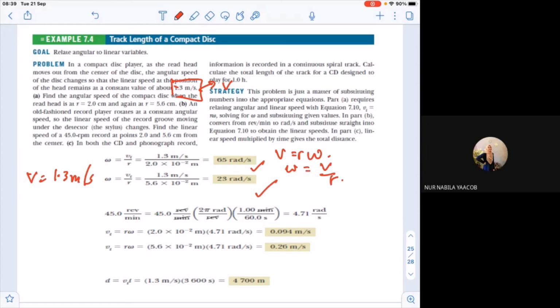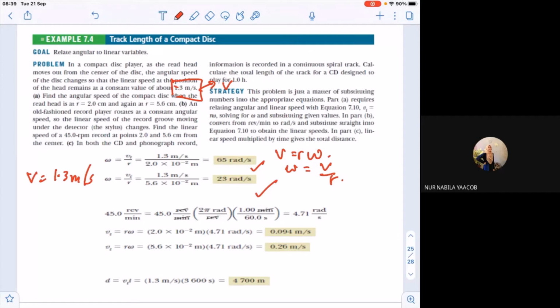And part B, an old-fashioned record player rotates at a constant angular speed. What is the meaning of constant angular speed? We are saying that alpha will be 0. But look at the situations. Constant angular speed, alpha 0. So the linear speed of the record groove moving under the detector changes. Find the linear speed of a 45 RPM record at points 2 and 5.6 centimeters from the center.